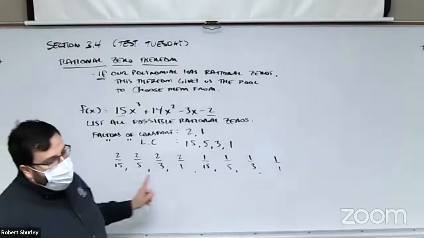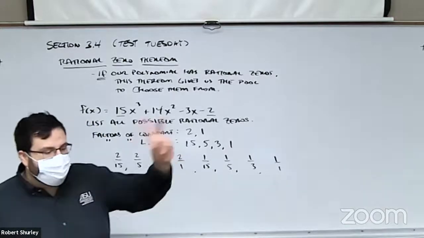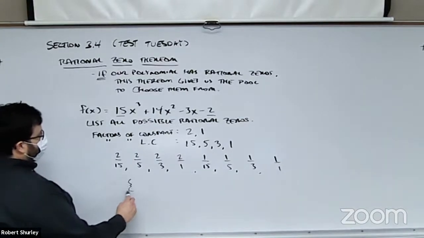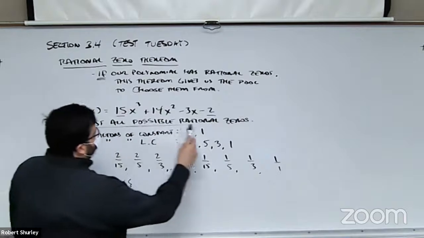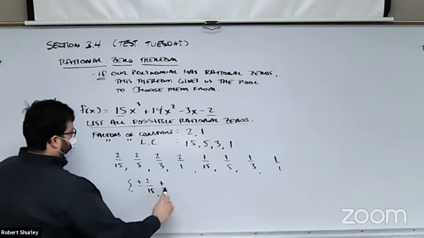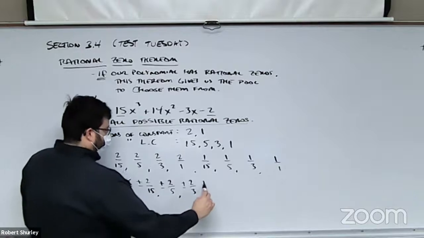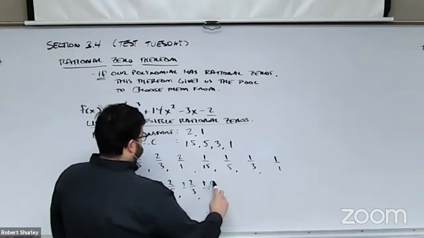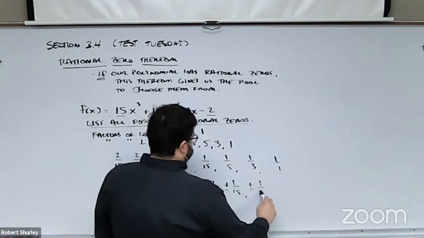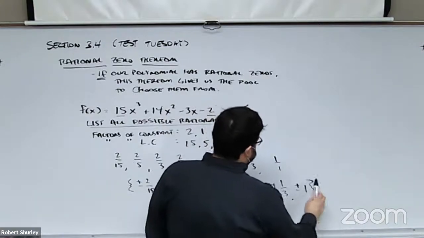So really, it's not that all of these are the possible rational zeros. It's that each one of these, positive and negative, are the possible rational zeros. So I'm going to write that down underneath here. So our solution looks like this for the list of all possible rational zeros: plus or minus 2/15, plus or minus 2/5, plus or minus 2/3, plus or minus 2, plus or minus 1/15, plus or minus 1/5, plus or minus 1/3, and lastly, plus or minus 1.